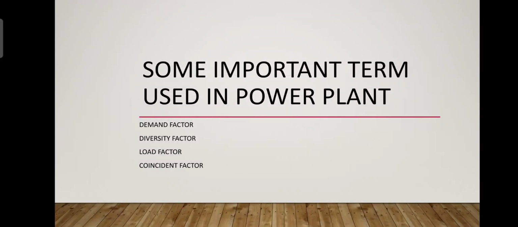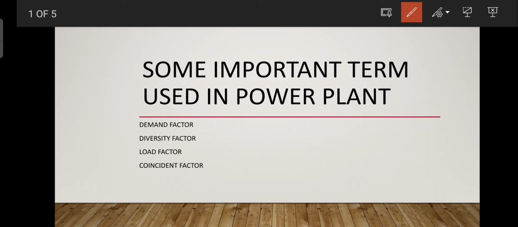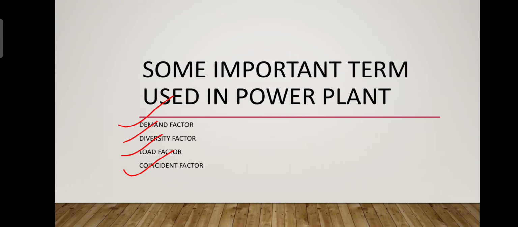We are continuing this power system series on power generation, transmission, and distribution. There are some important terms used in power plants, and those are basically demand factor, diversity factor, load factor, and coincidence factor. So let us study all of them one by one. To understand everything, stay connected with me.